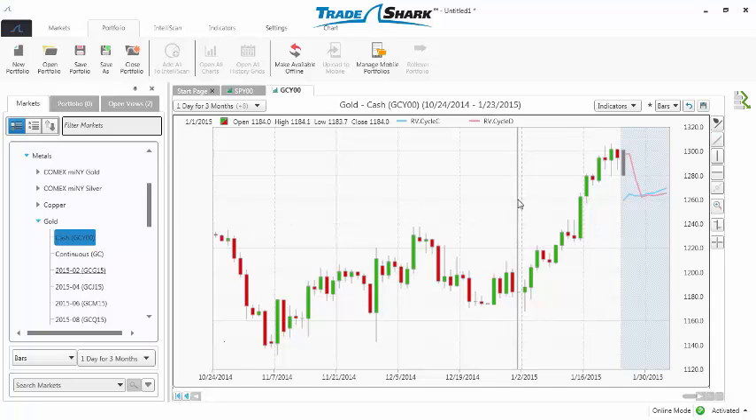So that's how you use this very robust indicator to obtain short-term projections based on the current cyclical content of the data you're looking at.